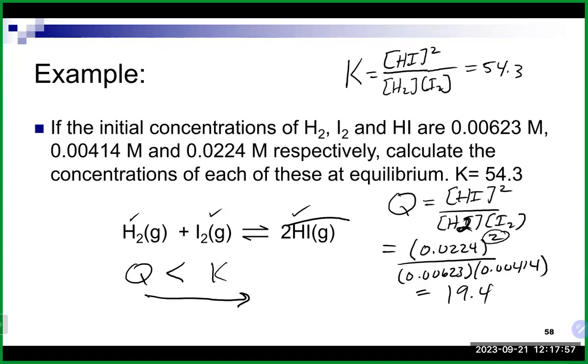All right, let's try that again. Let's get into the ICE table. So I'm going to rewrite it here. I've got H2, a little I2 action, and a little 2HI.